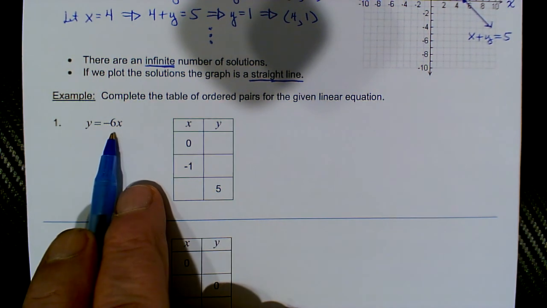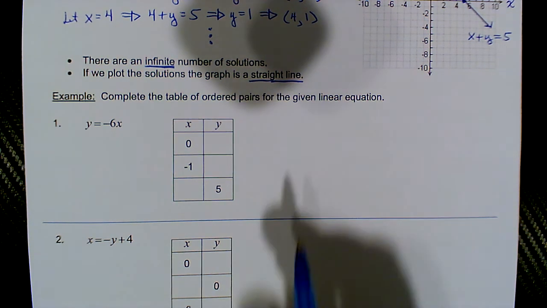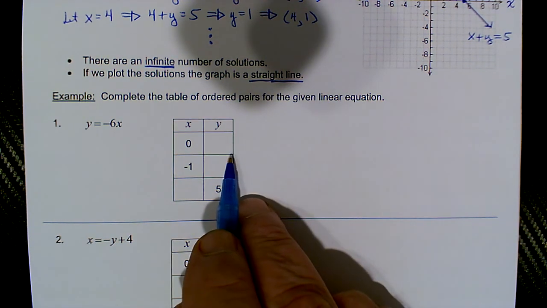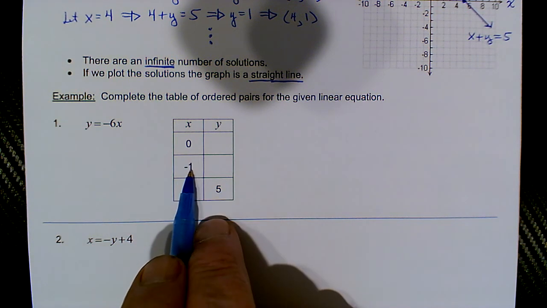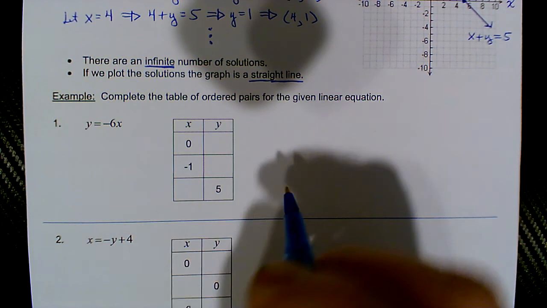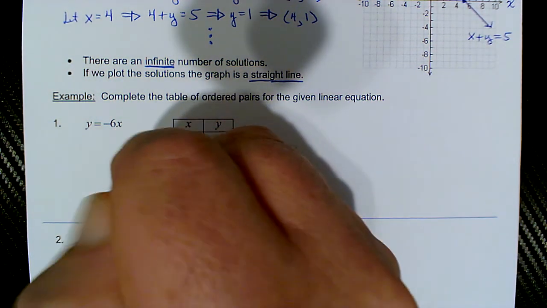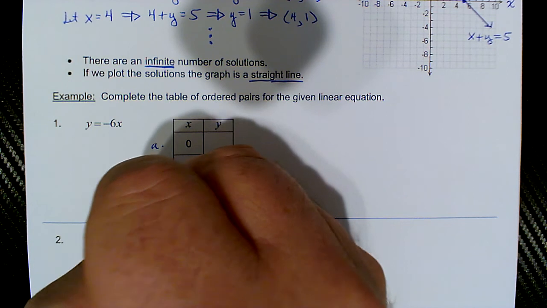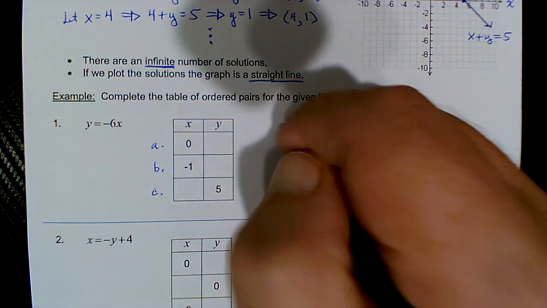But for example, here, it says complete the table. Now here they're giving us the values to use. So we're going to literally just replace the given value and find the corresponding either x value or y value. There's really three parts to this question. This is part A, this is part B, and this is part C.